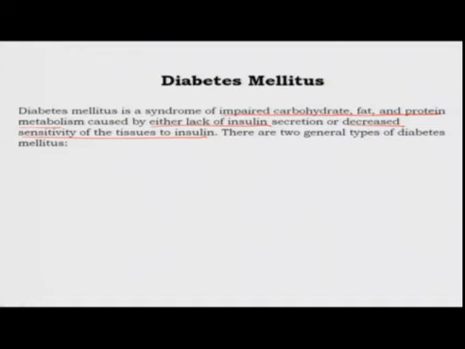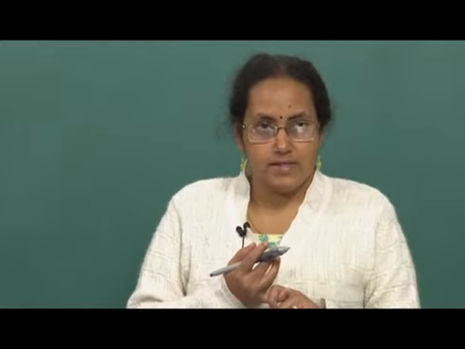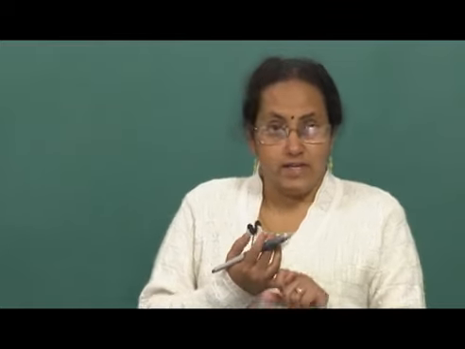Okay. There are two general types of diabetes. Type 1 diabetes is called insulin dependent diabetes. It is caused by lack of insulin secretion. If your pancreas is not able to function properly, either due to the death of pancreatic cells or because of a genetic defect, you get type 1 diabetes.